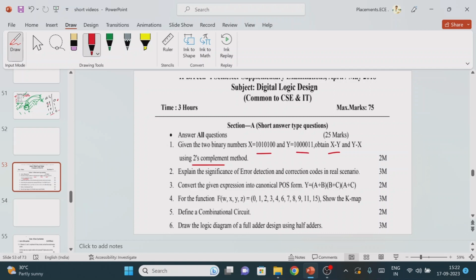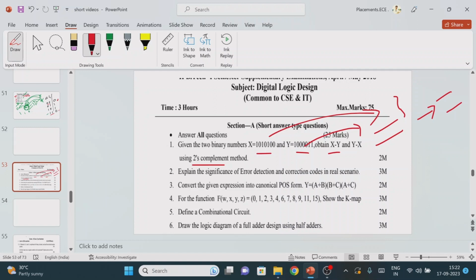Remember how to find it. The simple shortcut is to first convert this number into a decimal number, then convert the other number into a decimal number, then perform the normal subtraction operation. You will find the answer. After performing the complement method also, you should get the same final answer, right?